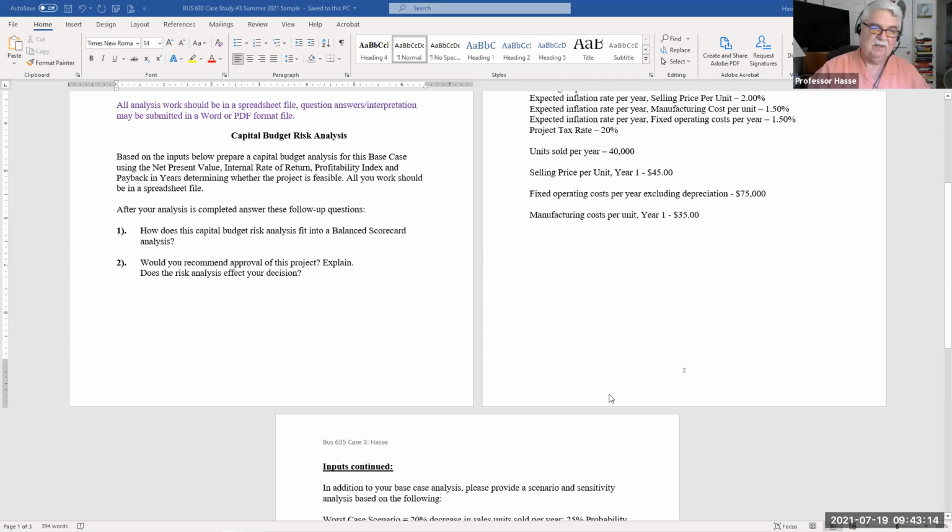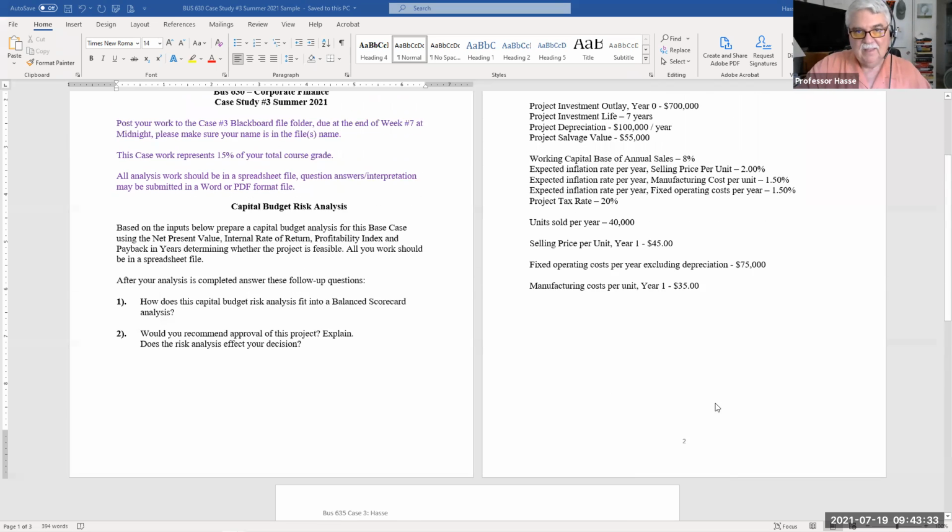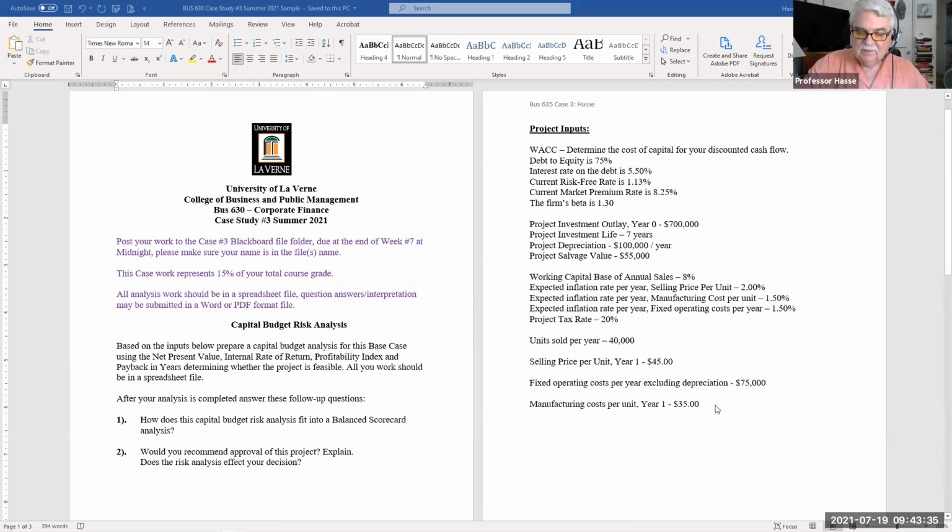But you need to concentrate on these questions. I don't want a lot of writing, just answer them very quickly. You can do the answers on the spreadsheet, or you can submit a second file with those answers. But I need you to answer those questions in the context of your analysis with these variables given to you in case number 3. This work is due at the end of week number 7 and represents 15% of your course grade.